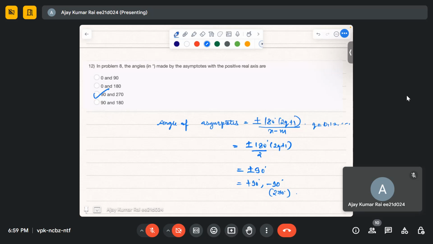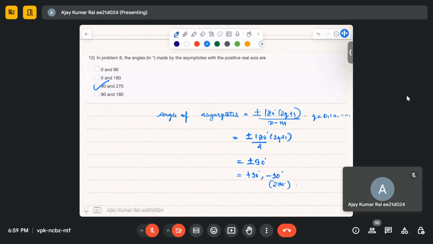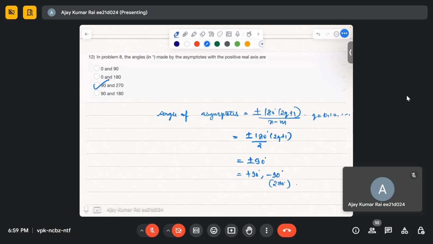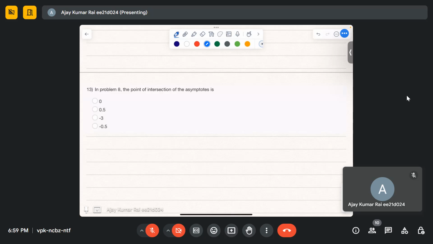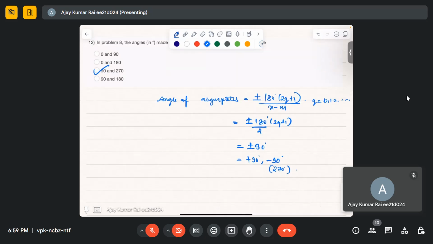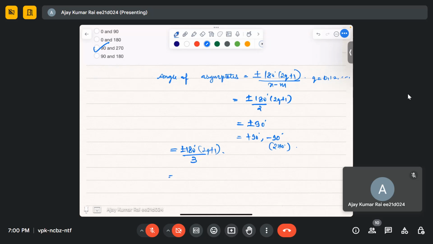Taking q equal to 0 you get plus minus 90, so plus 90 and minus 90, and you can also write plus 270, no problem. Now, if n minus m is equal to 3, how do we calculate the angle of the asymptotes? We have this formula, 2q plus 1, and how much will you get? 60 degrees.